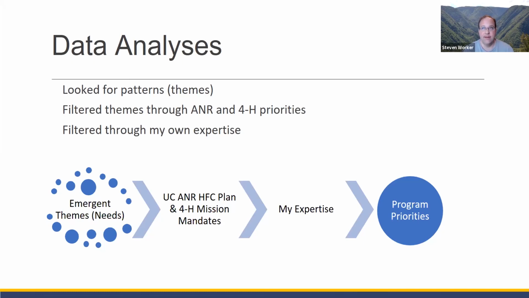I'll give an example. A need arose in one of my 3 counties about 3rd grade literacy, really wanting to bolster literacy practices of kindergarten through 3rd graders. It arose as an emergent need from my key interview stakeholder groups, but it's not a key mission in 4-H or our ANR strategic plan. And my expertise is STEM and science education, so it didn't align with my expertise either. So I had to let that one go, and that wouldn't be a priority that I focused on.